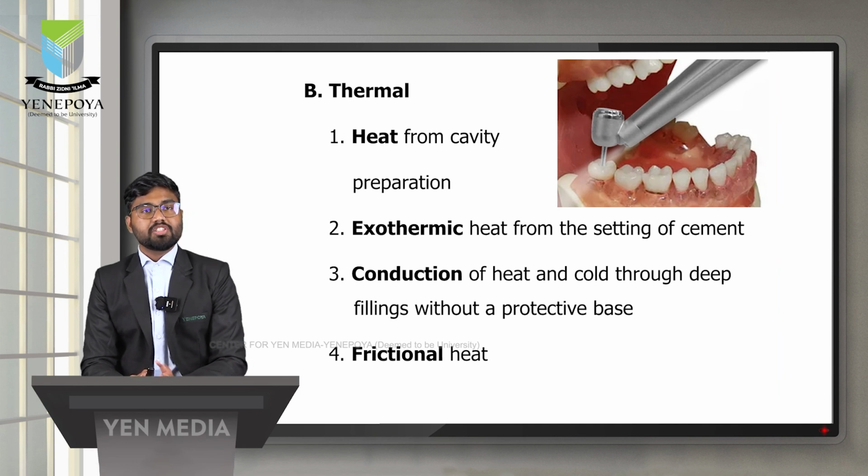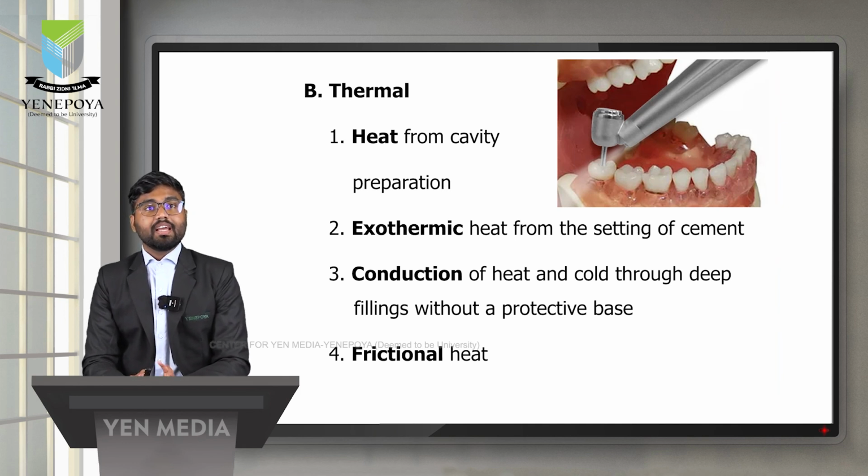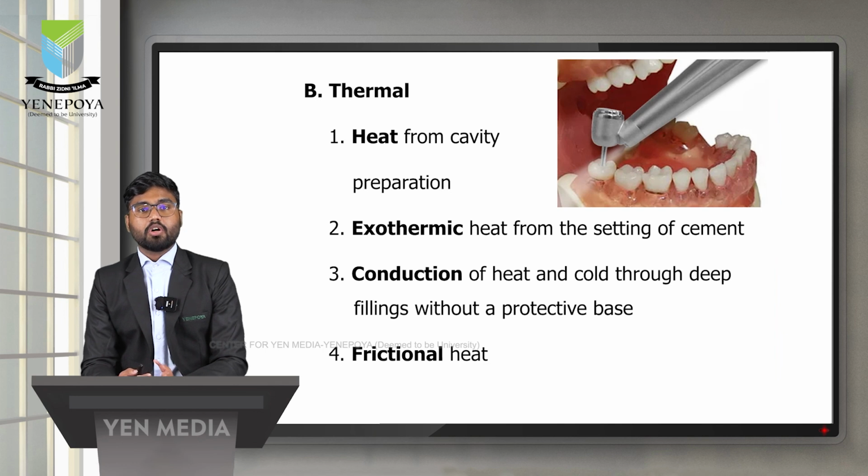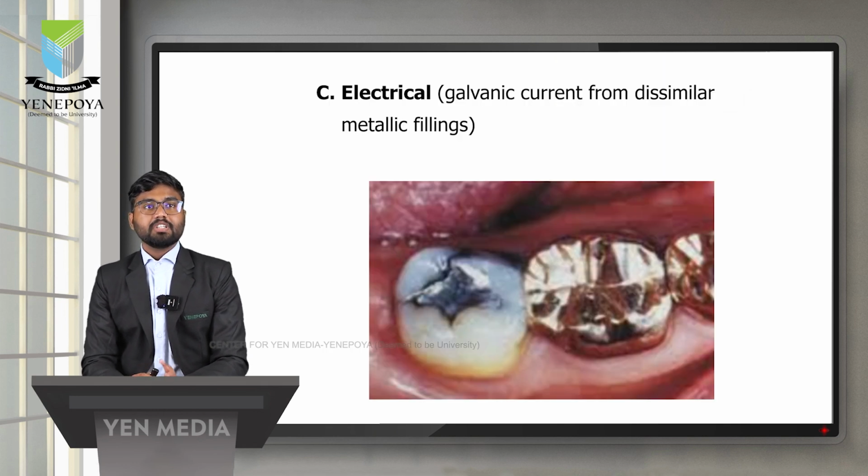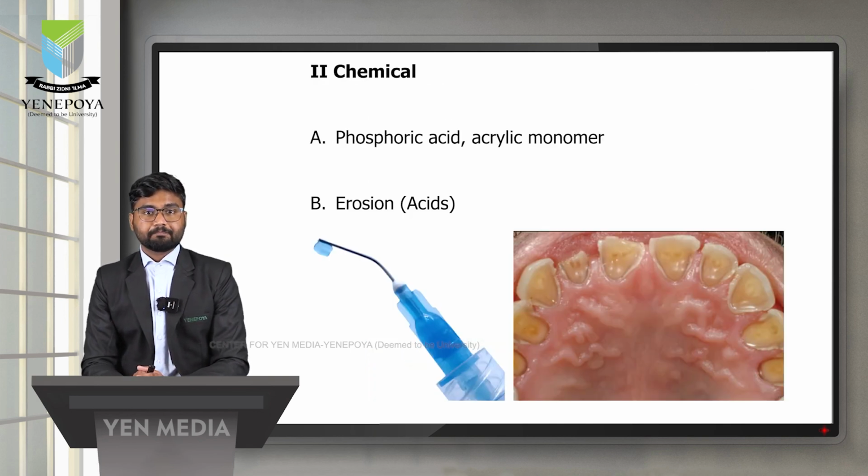Next, coming to the thermal causes. These are heat from cavity preparation because of the low speed or high speed hand pieces, the exothermic heat from the setting of the cement, the conduction of heat through deep fillings without a protective base, and then frictional heat that is caused during finishing and polishing. Next comes the electric causes, that is the galvanic current wherein dissimilar metallic fillings are present adjacent to each other.